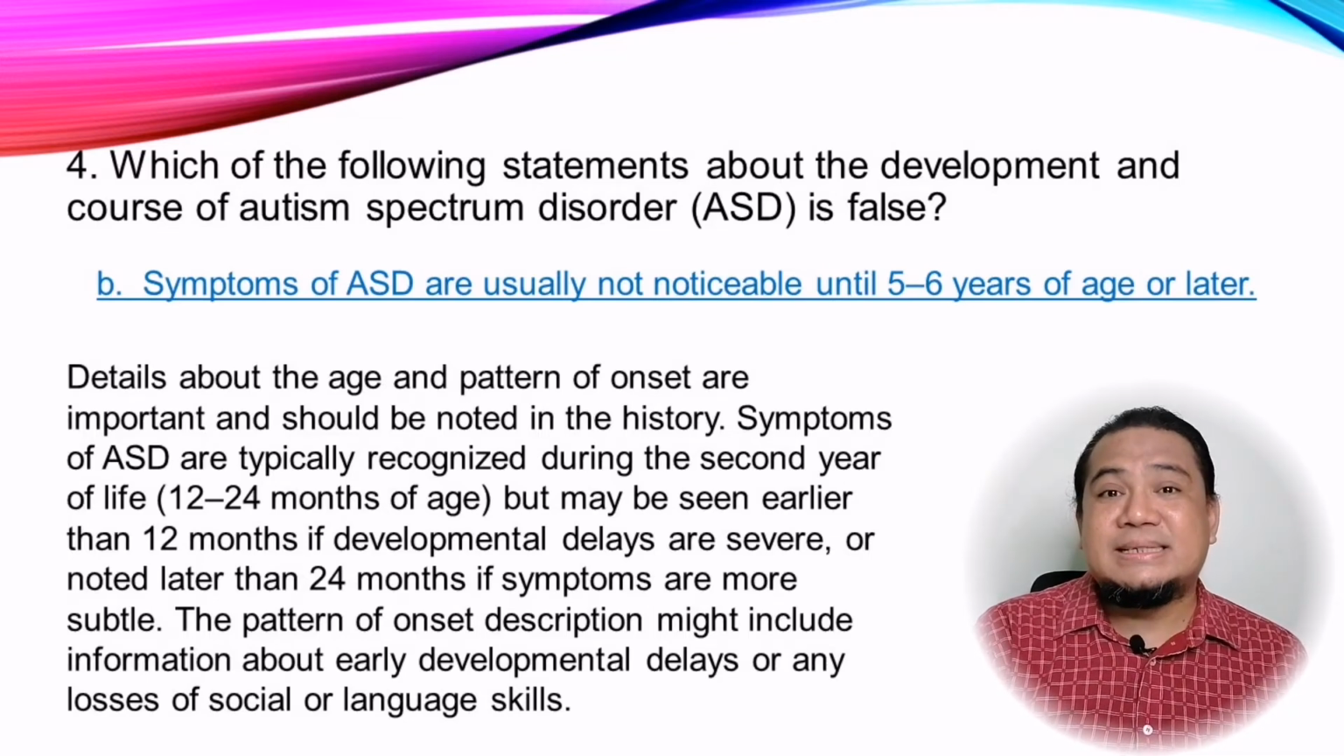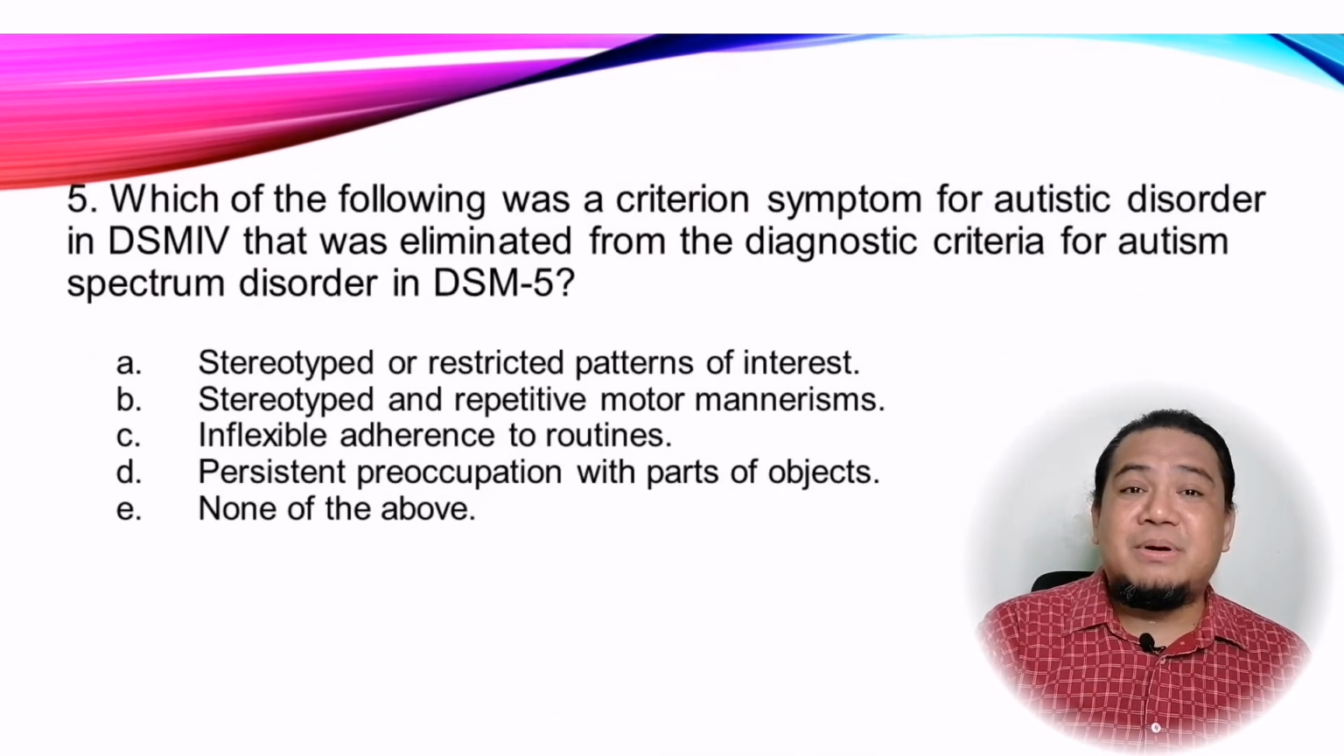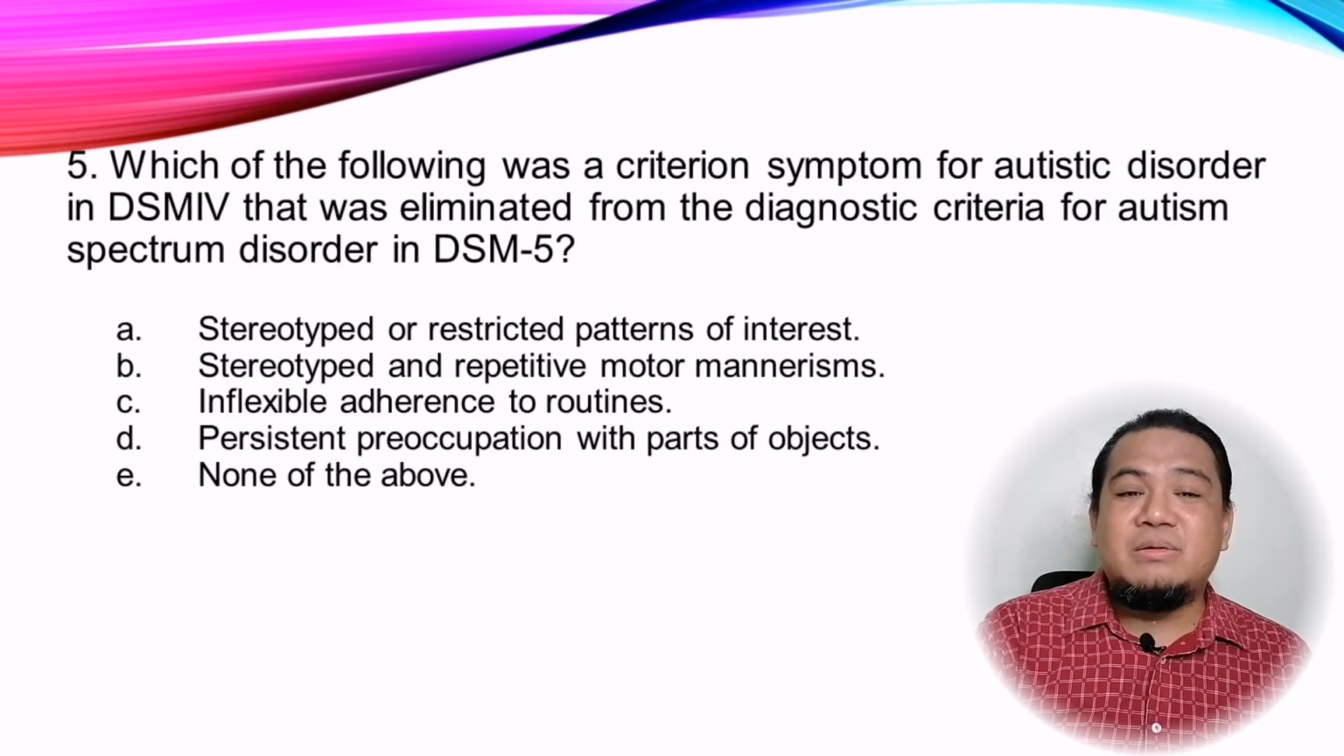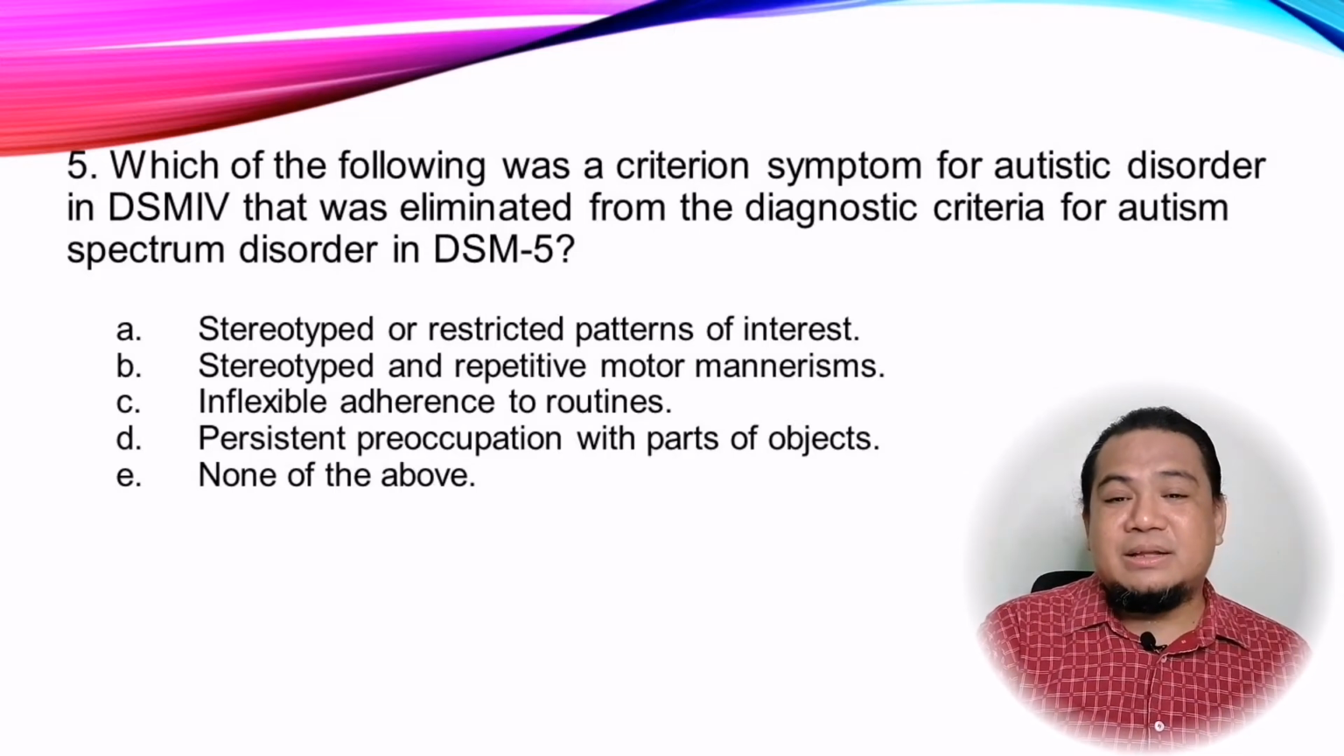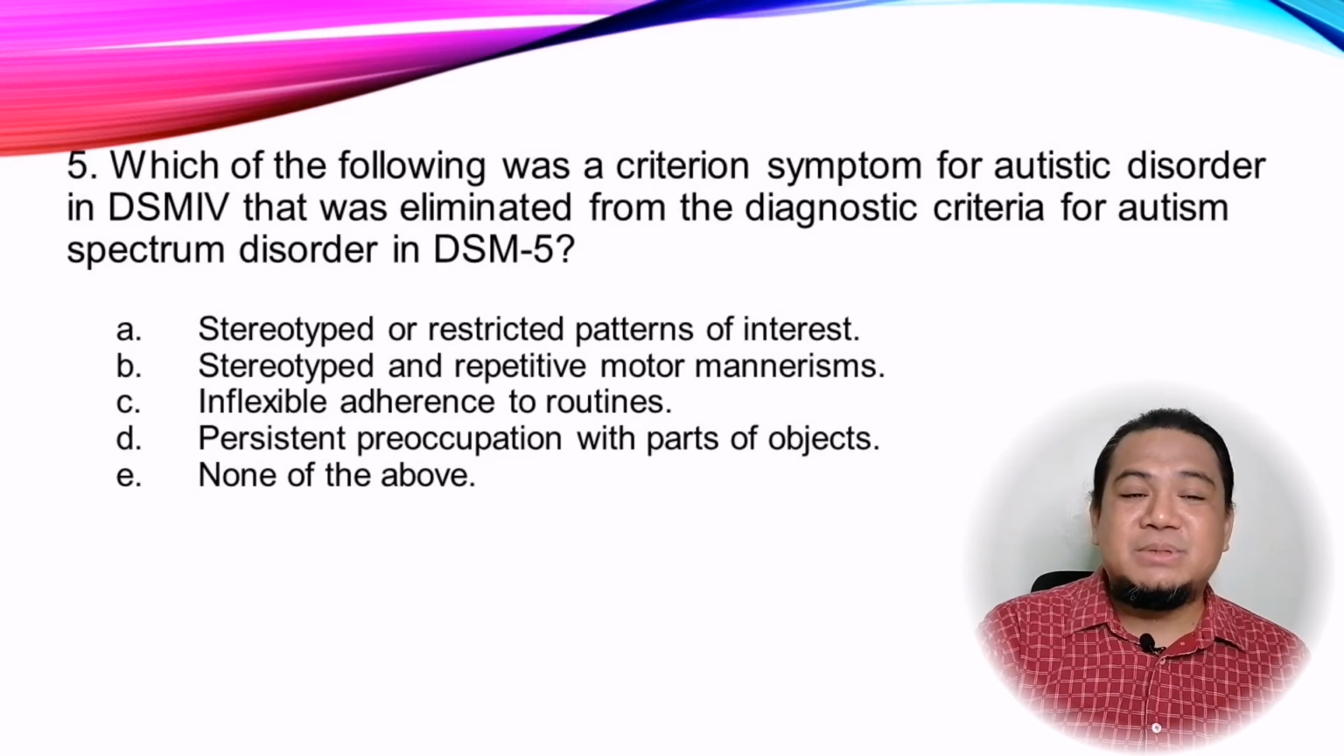Number 5, which of the following was a criterion symptom for autistic disorder in DSM-4 that was eliminated from the diagnostic criteria for autism spectrum disorder in DSM-5? And the answer is letter D, persistent preoccupation with parts of objects.